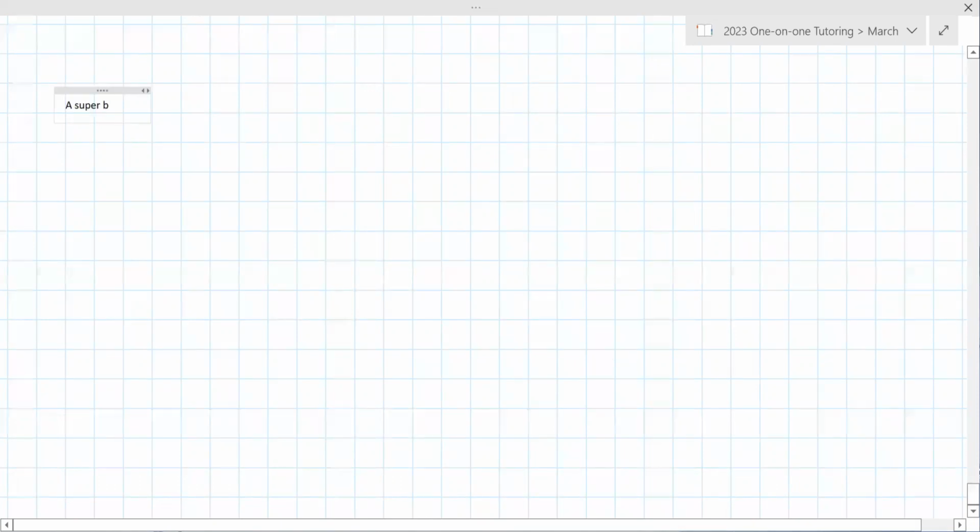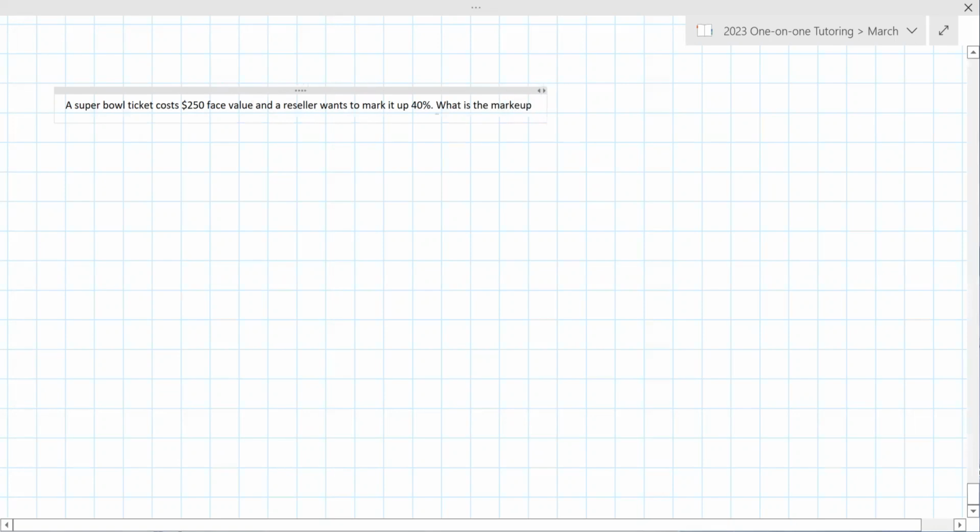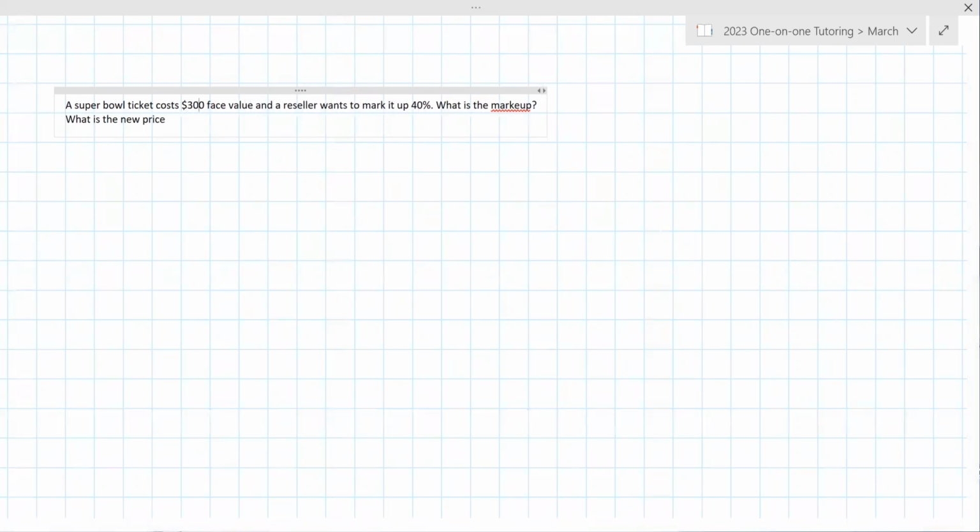A Super Bowl ticket costs $250 face value, and a reseller wants to mark it up 40%. What is the markup? What is the new price? Actually, let me make it easier here. Let me make it $300. This is way low, I think. I actually couldn't tell you what a Super Bowl ticket costs, but it's probably a little low. Let's do $300. What is the markup of any price?